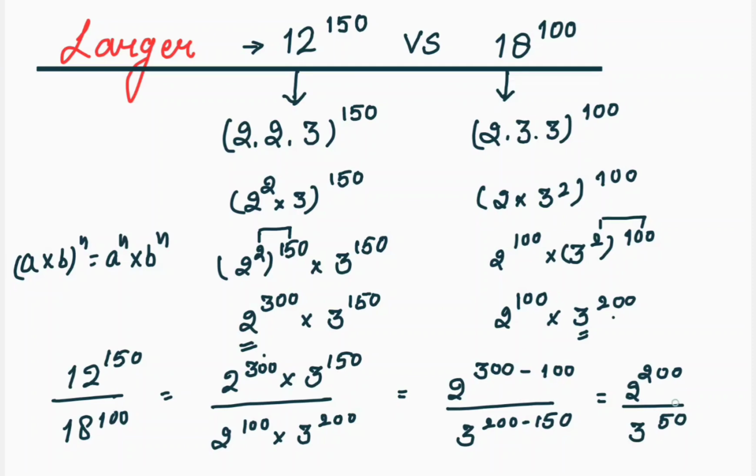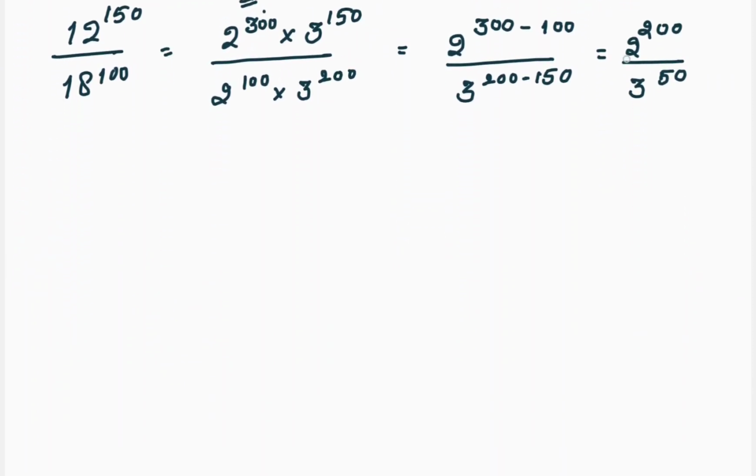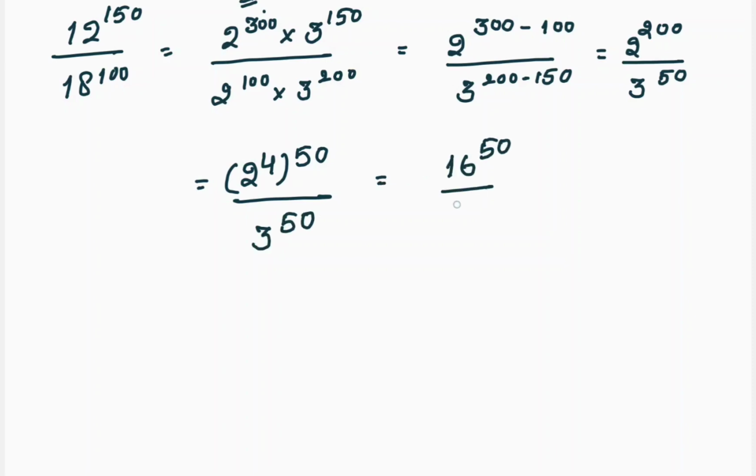Still we cannot give a clear answer. Let's break it down further. Let's write 2 raised to the power 200 as 2 raised to the power 4 into 50, and 3 raised to the power 50. This will become 16 raised to the power 50 divided by 3 raised to the power 50, or we can write (16 divided by 3) raised to the power 50.